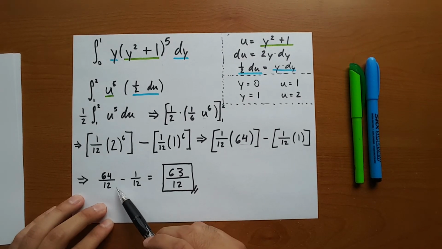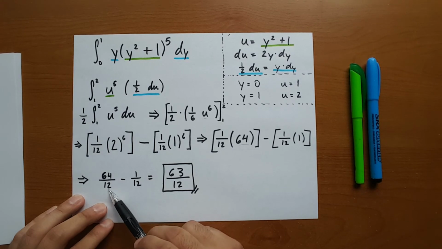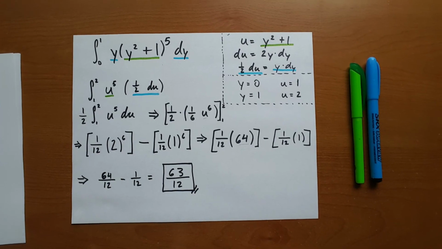And if we continue on, it's just simple math. It's 64 twelfths minus 1 twelfth, which equals 63 twelfths. And that is the answer.